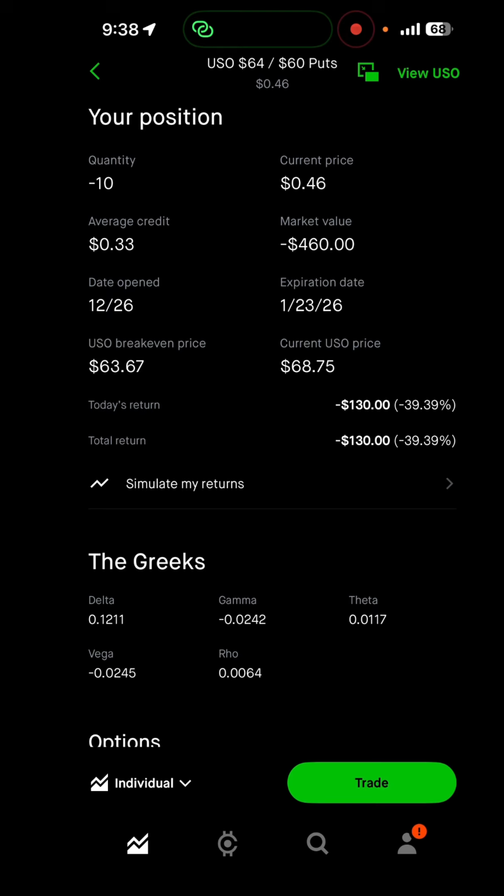You can see since we sold the 64 put, the USO break-even price is 63.67 because you take the 33-cent credit and subtract it from your strike price, which is 64, and you get 63.67. Now the current USO price is 68.75, so it can drop another $5.08, which is roughly an 8% drop from where the stock price is currently.